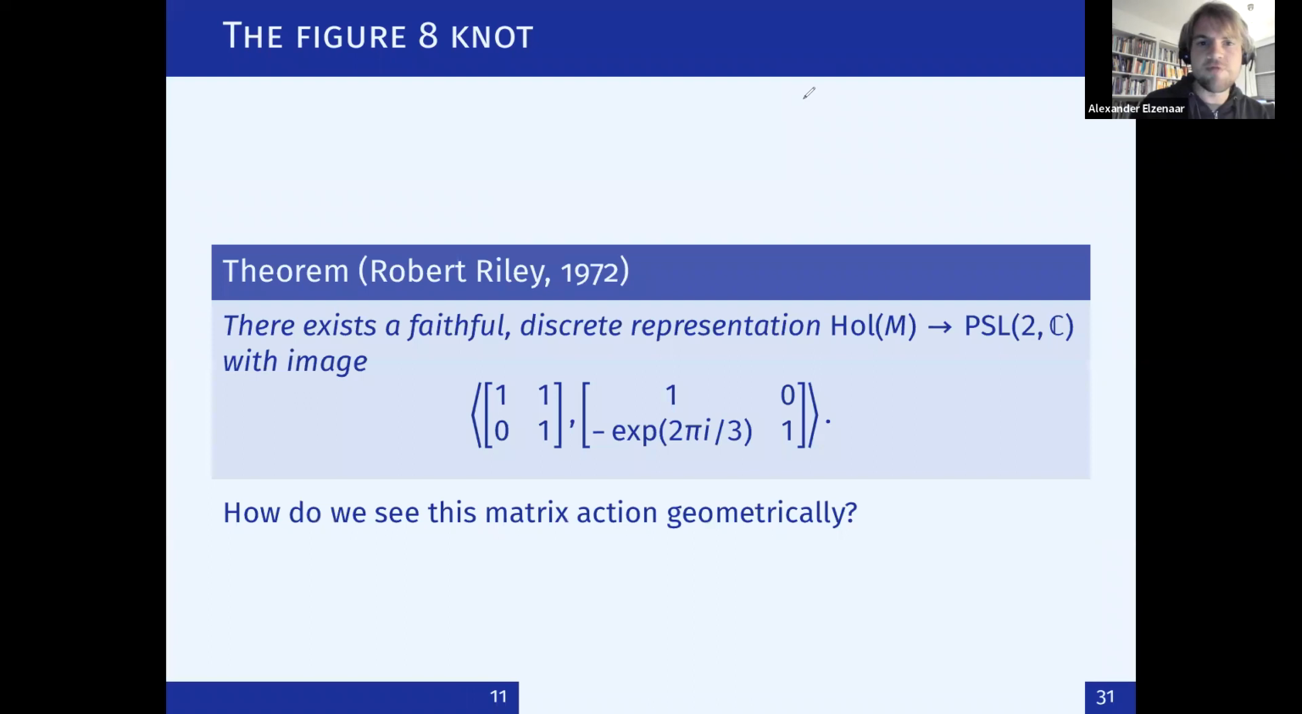And this was studied by Riley in the 1970s. And Riley wrote down a faithful discrete representation from the holonomy group of the manifold to PSL2C. So this is the group of 2x2 matrices of determinant 1 up to sign. And this discrete faithful representation had this image. So it's a 2-generated group. And it's got this root of unity in there, but it's a fairly simple group.